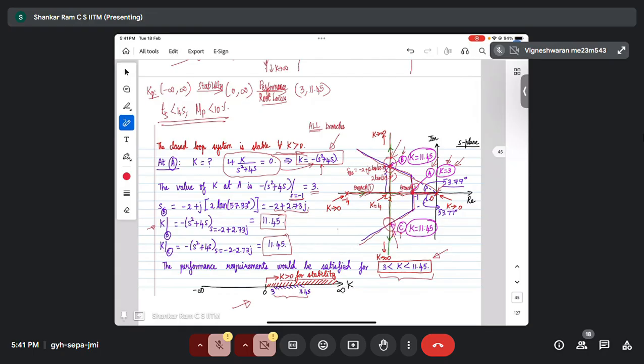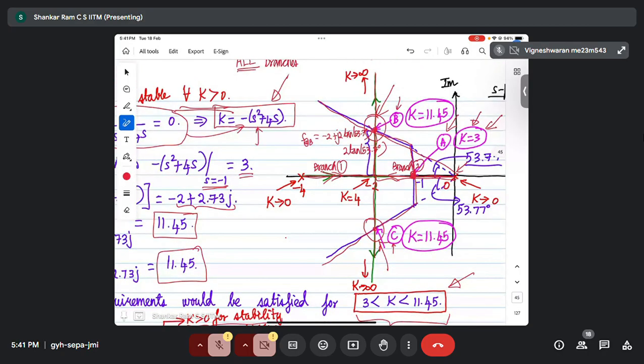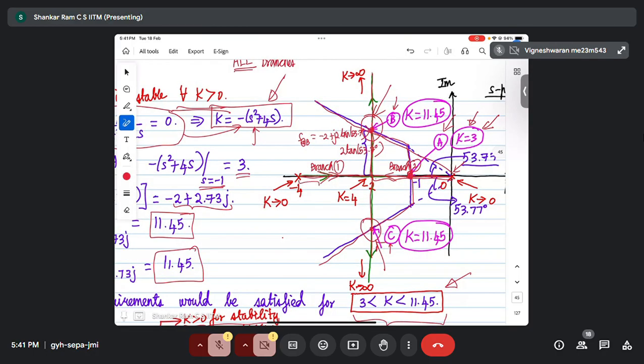Once again, you are saying that between 0 and k equals 4, one branch is always within the open trapezoid, right? But please remember, for performance, we need all closed loop poles to be in the open trapezoid, not one. Just like for stability, we need all closed loop poles to be in the left of the complex plane.